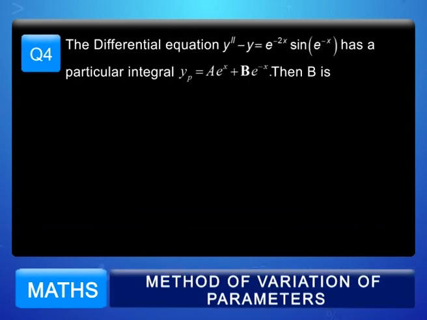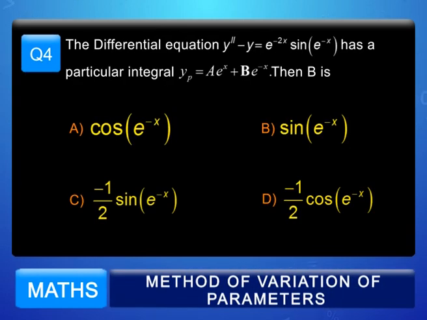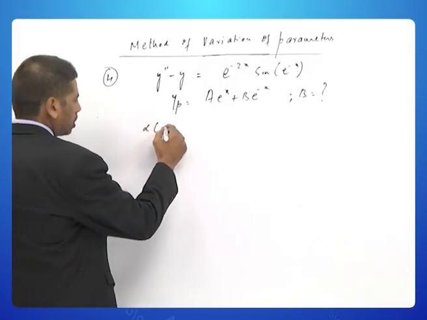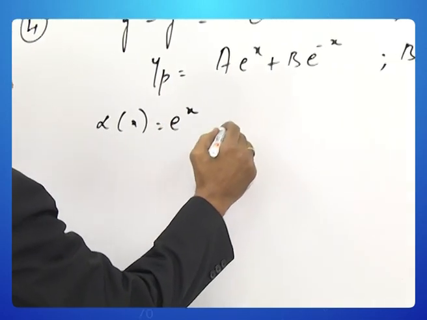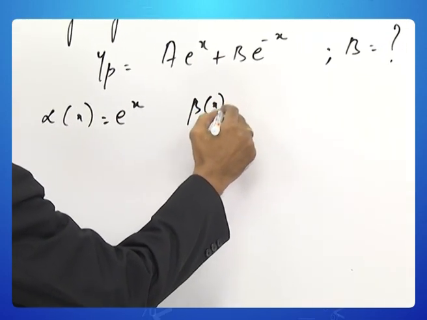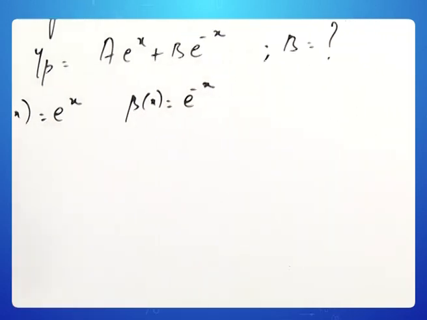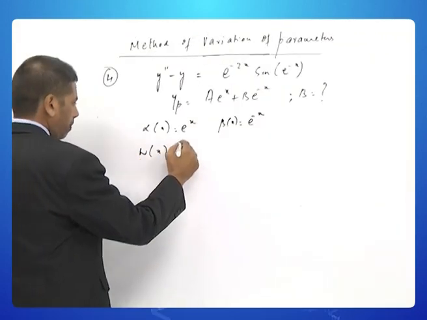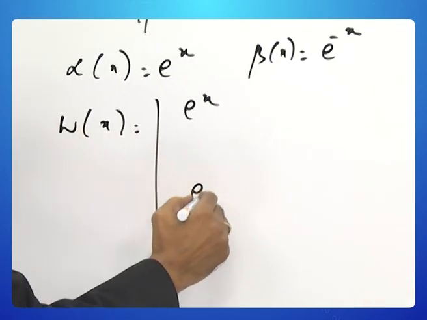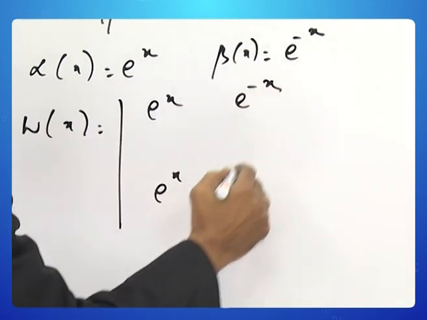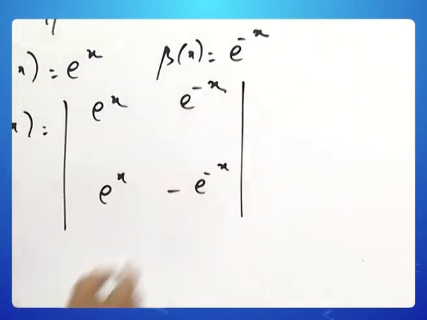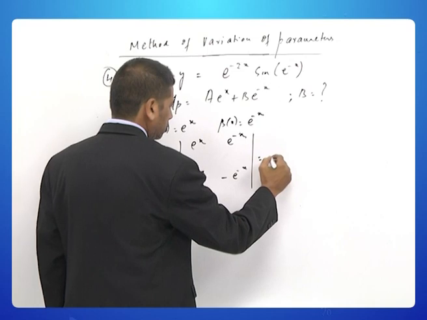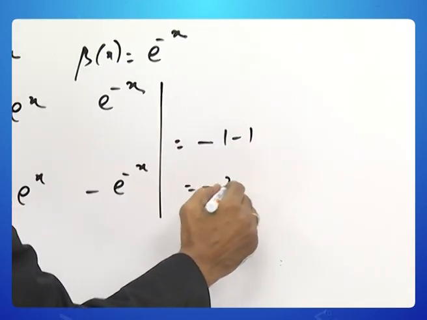The differential equation y double dash minus y is equal to e power minus 2x sine e power minus x has a particular integral a e power x plus b e power minus x. What is b? So you can see the independent solutions are alpha x e power x, beta x e power minus x. So the Wronskian determinant will be e power x and its derivative, e power minus x and its derivative. So you will get minus 1 minus 1, which is minus 2.